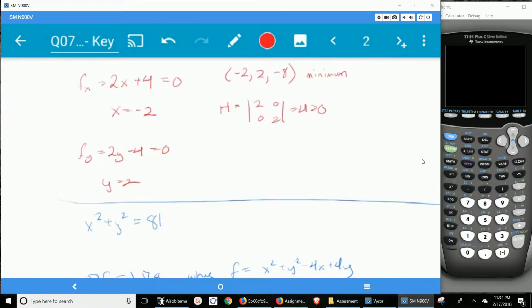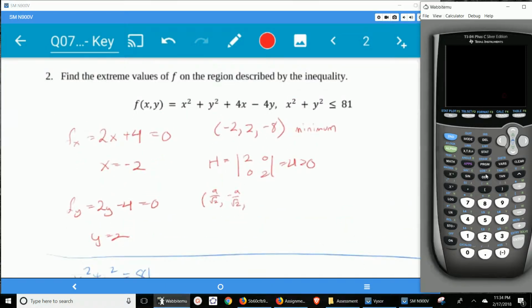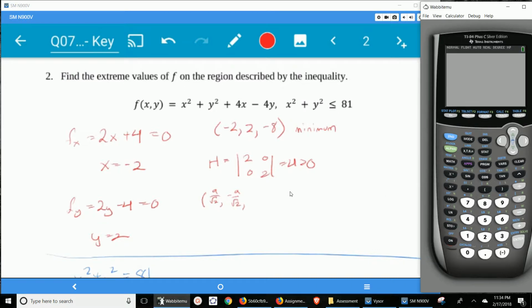So let's switch back to this. So let's see, what's another point we got? 9 over root 2, negative 9 over root 2. What is the other coordinate there? If you squared that, it would be 81 over 2. Then you would just do it again. Then you would, okay, well, that's 81, right? And then you would get 36 over root 2. What is that? That's 9 root 2 over 2 times 4 would be 18 root 2.